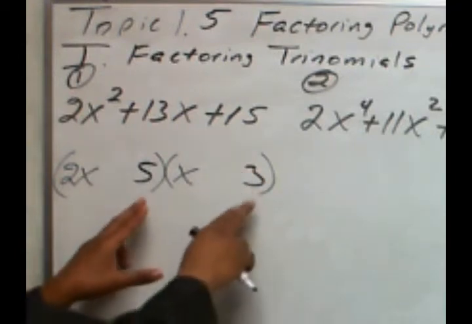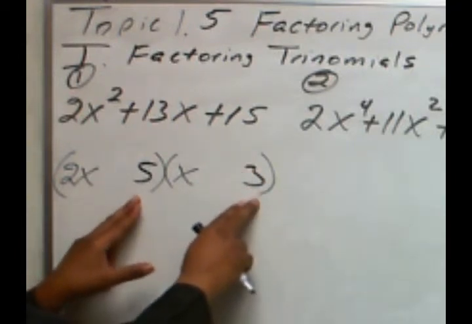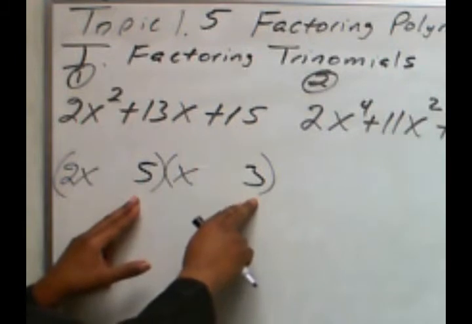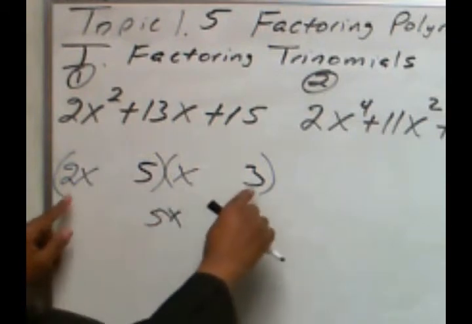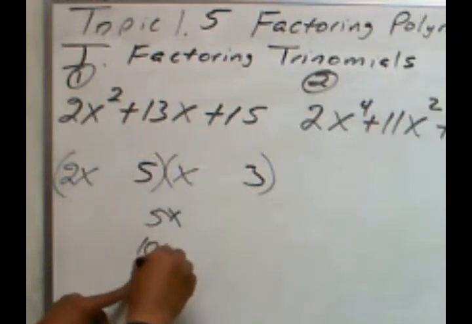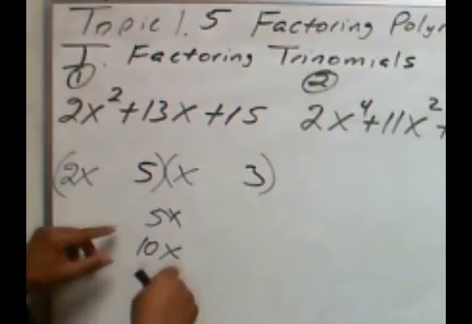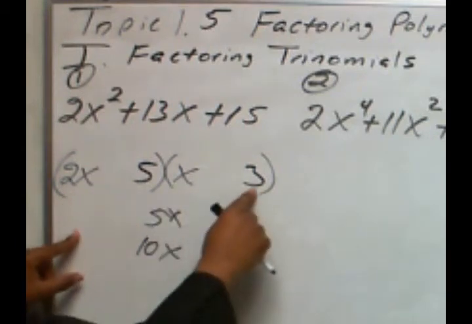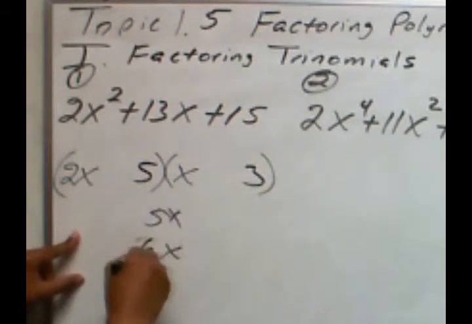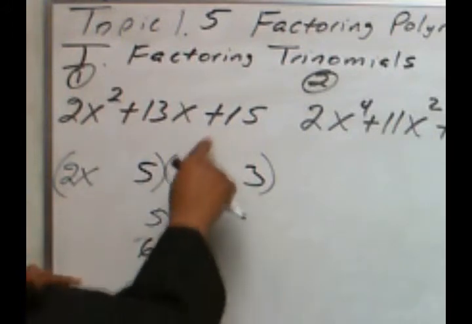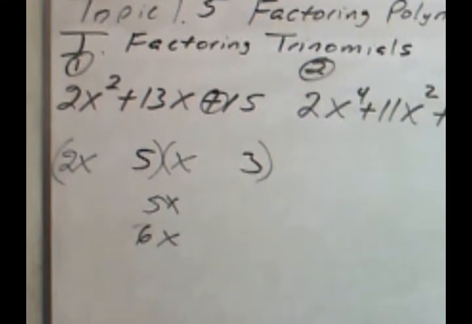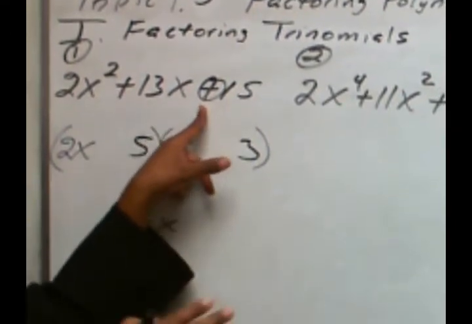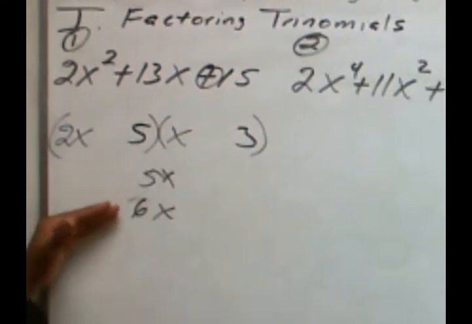Now, to see if this is correct, whether it's 5 times 3 or maybe 3 times 5, I'm going to use the inner and outer of FOIL to find out. So I'll multiply these two and get 5x, multiply these two and get 6x. Now, this sign right here tells me that both signs need to be the same, either negative, negative, or positive, positive.